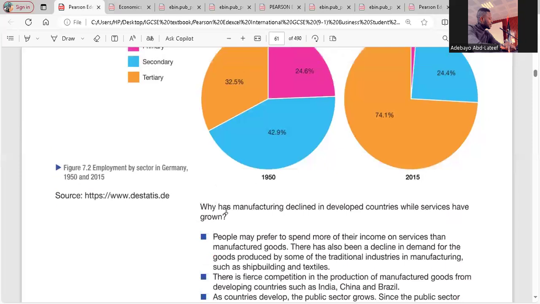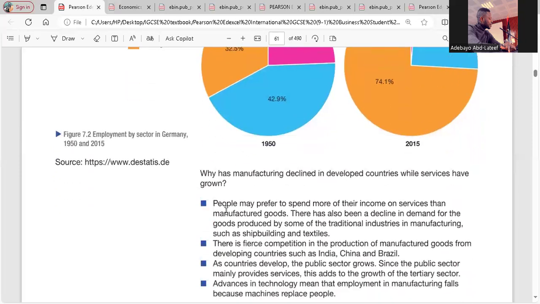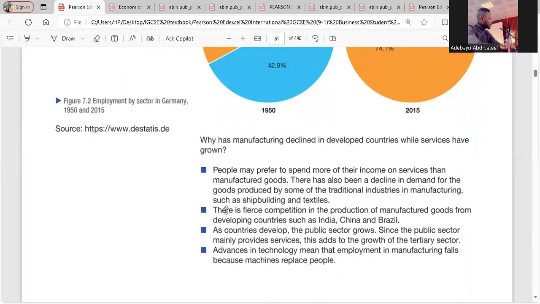We'll move on. So why is there deindustrialization here? Number one, people may prefer to spend more of their income on services than manufactured goods. So these days, people prefer services. They want to go on holidays. They want to fly rather than buying goods. So this is one of the reasons.